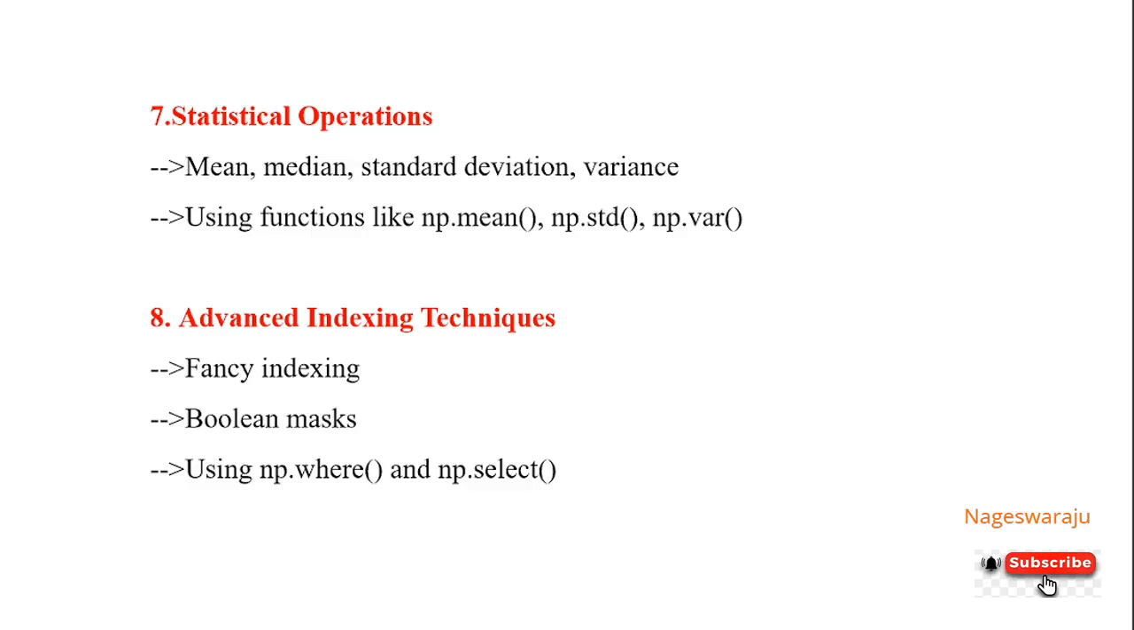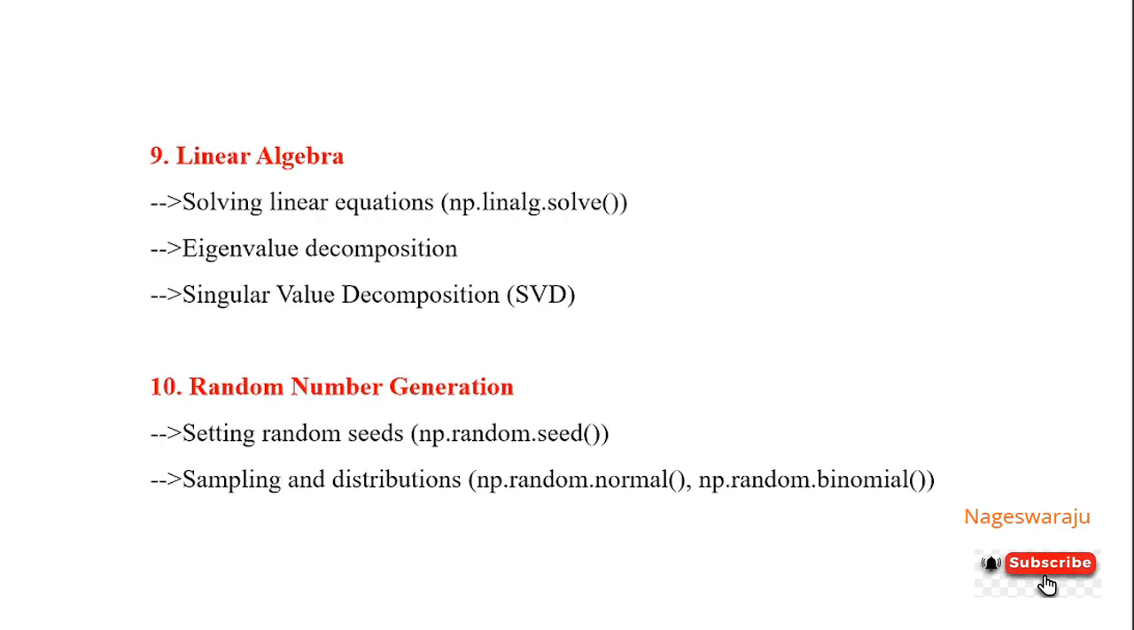Next, Boolean masks. True and false condition-wise, we need to check those masks. Next, where condition and select condition. The where condition means we need to select particular values or particular positions. Select means we select the entire data, or select particular rows and columns. Next, linear algebra. We need to do these linear algebra operations.